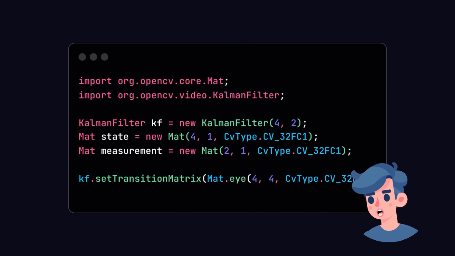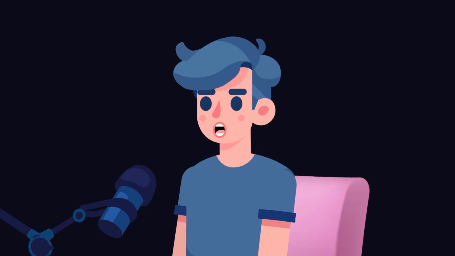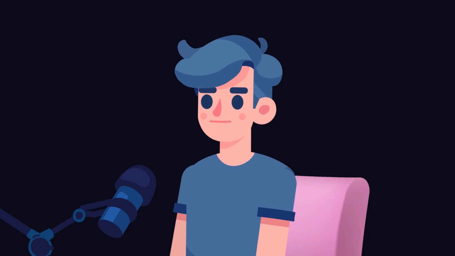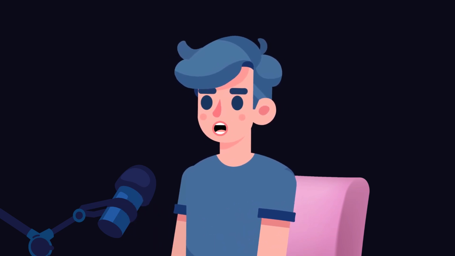Let's optimize the object tracking using a Kalman filter, which can predict the future position of the tracked object based on its previous states. In this code, we create a Kalman filter instance and initialize the state and measurement matrices. We'll need to update this filter with the positions of the detected objects. Here, we insert the measured positions of the bounding box into our measurement matrix and predict the next state. This allows us to refine our object's trajectory and improve tracking accuracy.